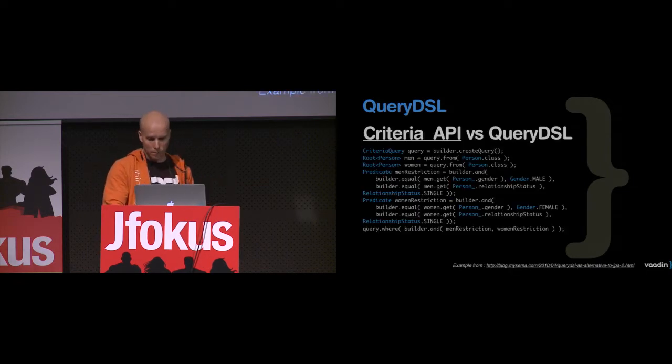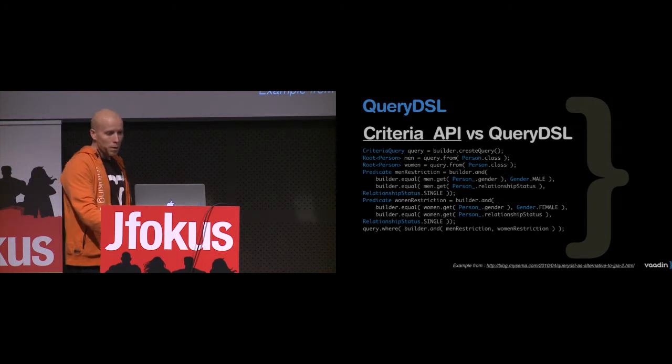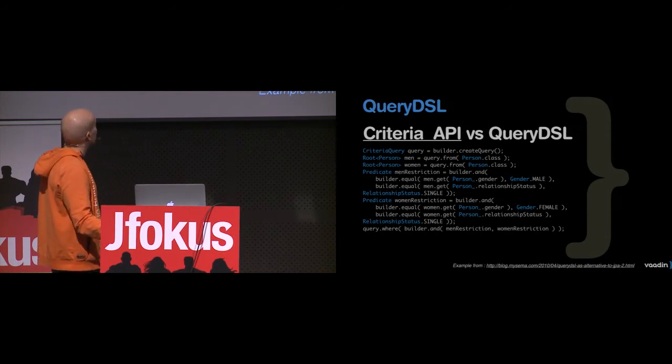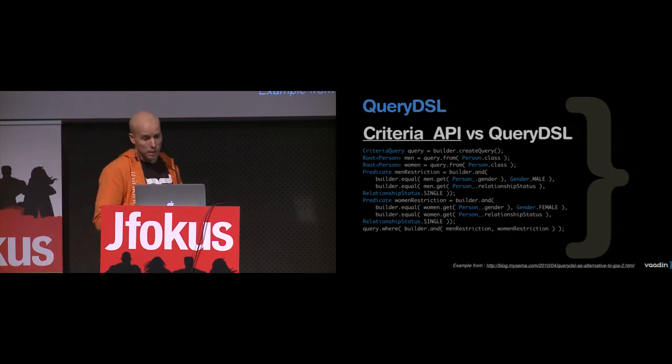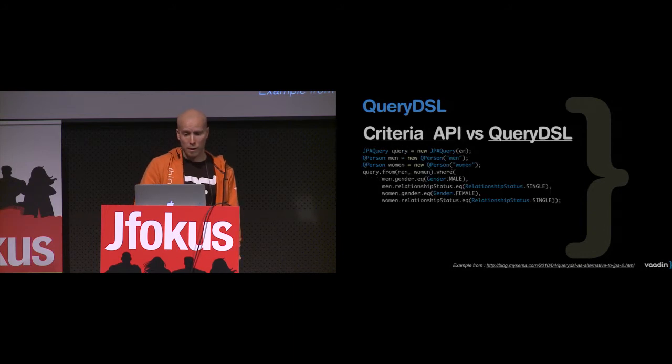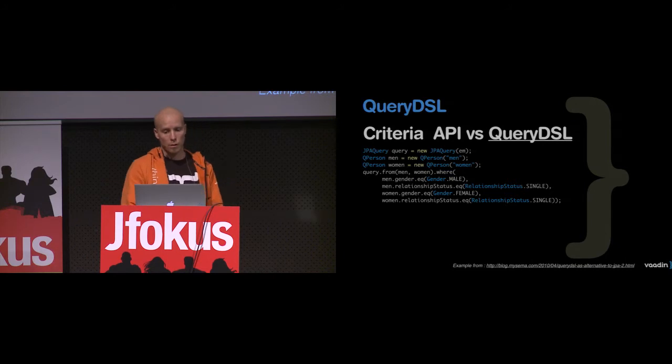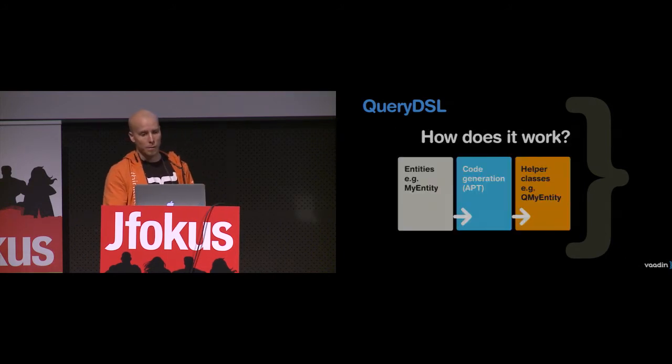So this is an example from the original implementer of QueryDSL. I don't even want to read that; it's plain criteria API. And here it's implemented with QueryDSL. So it's much more compact, and it goes in the right direction: you query something from, and then you add the predicates in a where clause, and you will actually understand it much better. So how does it actually work?